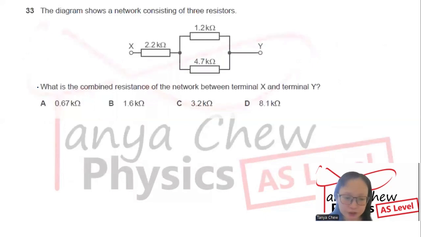Now, question number 33, the diagram shows a network consisting of three resistors. What is the combined resistance of the network between terminal X and terminal Y? So could you see that this is a little bit complicated? Why don't we simplify the circuit a little bit? Could you see that 1.2 kilo ohm and 4.7 kilo ohm are connected in parallel? So I try to modify the circuit to be a simpler one.